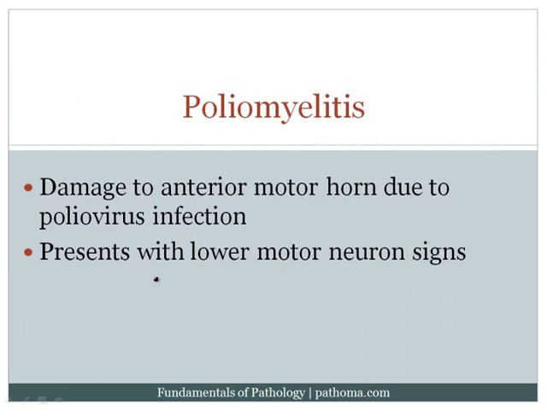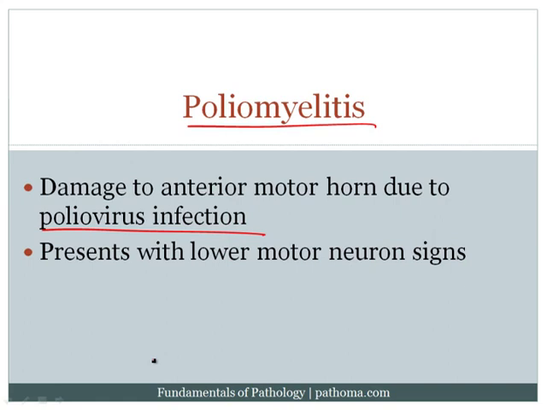Moving on to the next disorder, poliomyelitis is damage to the anterior motor horn due to a poliovirus infection. Let's go back and remind ourselves that polio has a fecal-oral transmission. Polio then infects the oropharynx and the small bowel. That gives you fever, sore throat, abdominal pain with nausea and vomiting. And then it can eventually spread to the CNS via the blood.